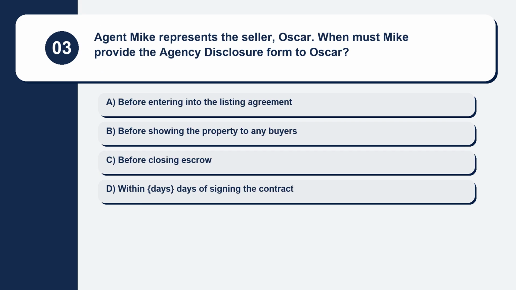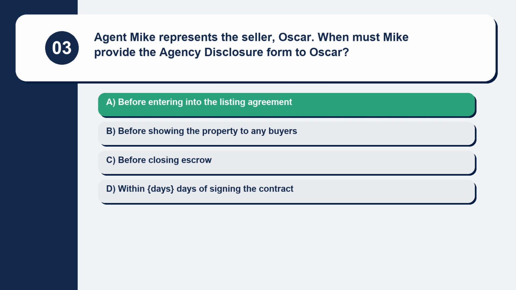Question 3. Agent Mike represents the seller, Oscar. When must Mike provide the agency disclosure form to Oscar? Here are your options. Option A, before entering into the listing agreement. Option B, before showing the property to any buyers. Option C, before closing escrow. Option D, within days of signing the contract. The correct answer is option A, before entering into the listing agreement.